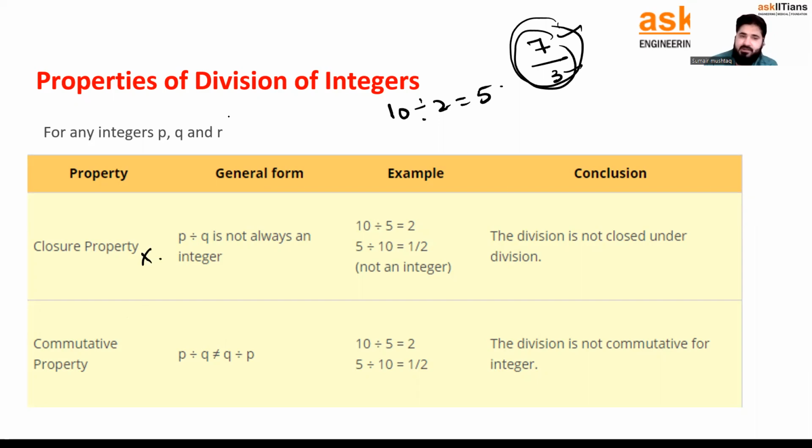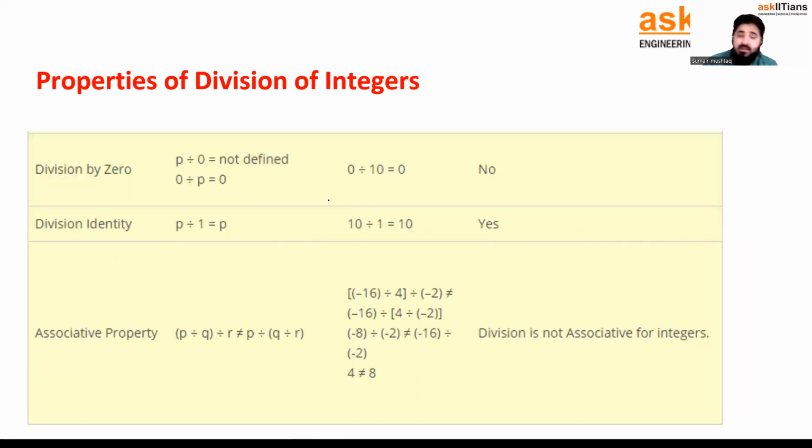And commutative property. Let us suppose commutative property means 6 divided by 3, that's 2, isn't it? What's 3 divided by 6? That's 1 by 2. Not equal. So the commutative property is not applicable. Is division by 0 allowed? No, because it will turn out to be an indeterminate form. Division by 0 is not allowed.